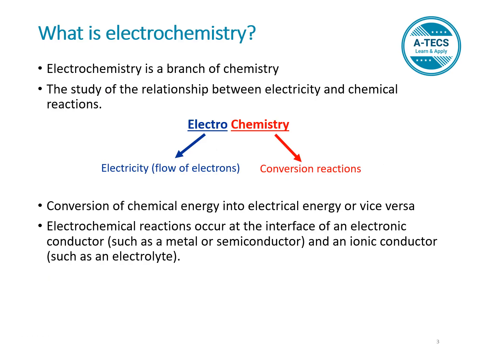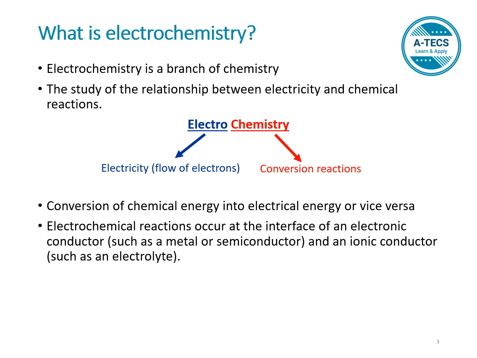What is electrochemistry? Electrochemistry is a branch of chemistry. In electrochemistry, we study the relationship between electricity and chemical reactions. Electricity is the flow of electrons, as you know. And in electrochemistry, we deal with the flow of electrons and conversion reactions.